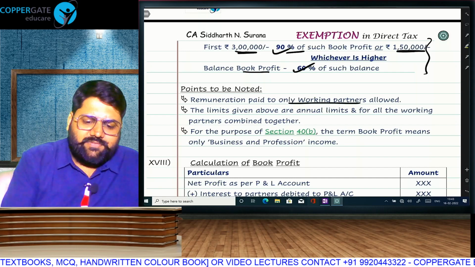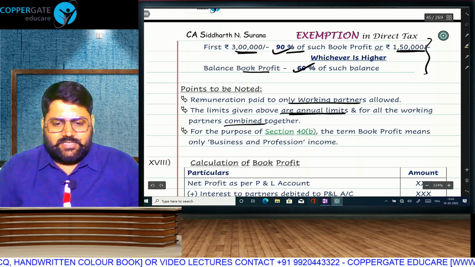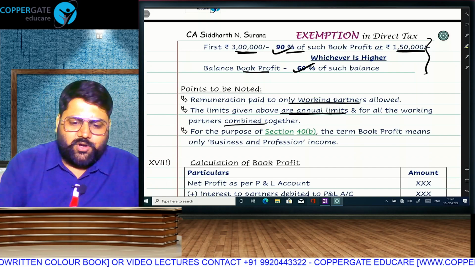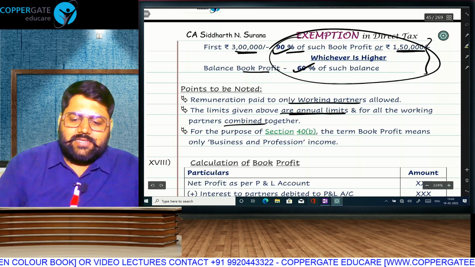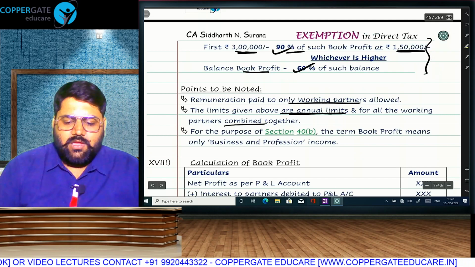Fully disallowed. Whatever limits you are applying is going to be annual limit for all the partners together. This limit is not per partner or per month. Whatever answer you get is the final answer. You don't multiply by number of months and you don't multiply by number of partners. This is the final answer.